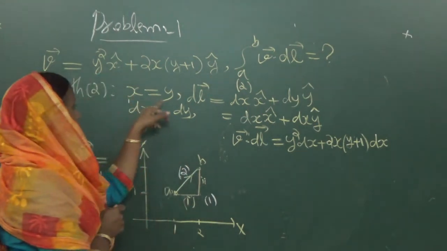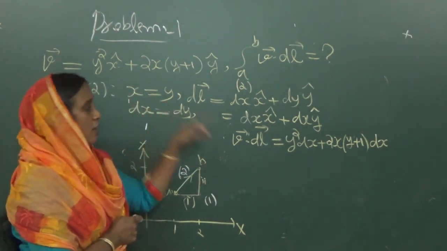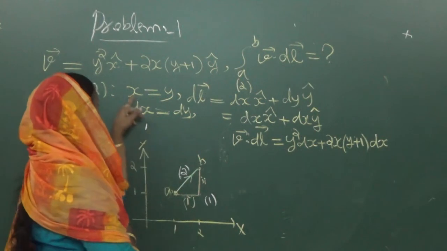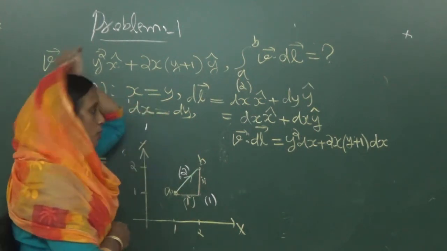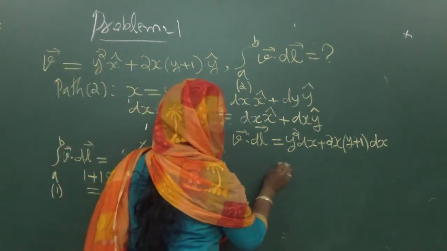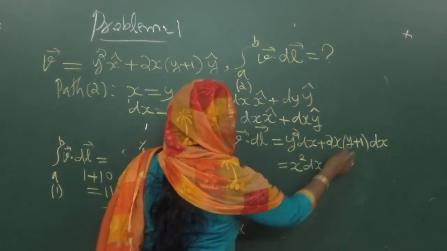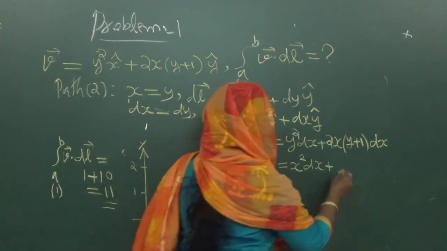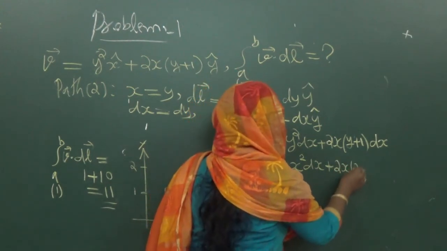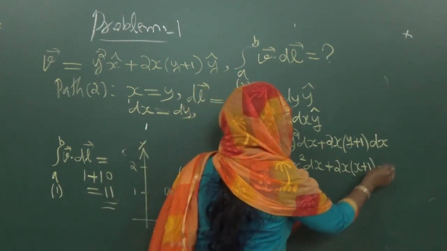Now we can use this relation here also, then we have only one function, one integral. You can use the relation x equal to y. Substituting for y, you get x square dx plus, here also you can substitute x, so 2x (x plus 1) dx.